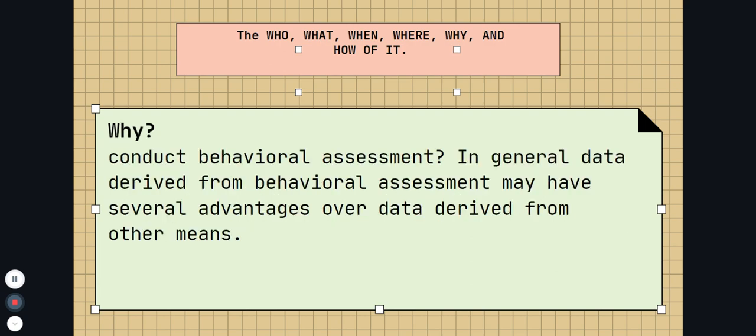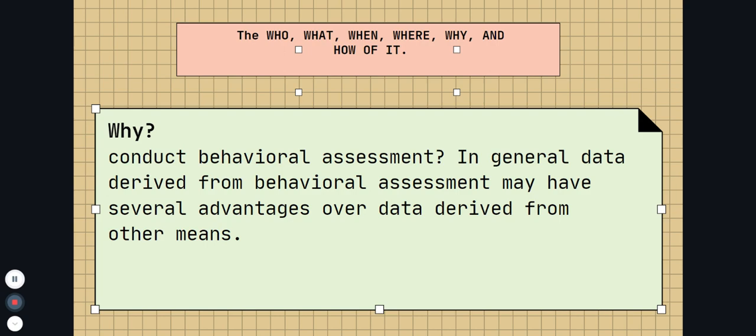So why conduct behavioral assessment? In general, data derived from behavioral assessment may have several advantages over data derived from other means. It is more helpful if the data is from behavioral assessment because you really see what the person does and you have your observation on your client. So you are said to be more knowledgeable about the client's behavior all throughout your assessment.